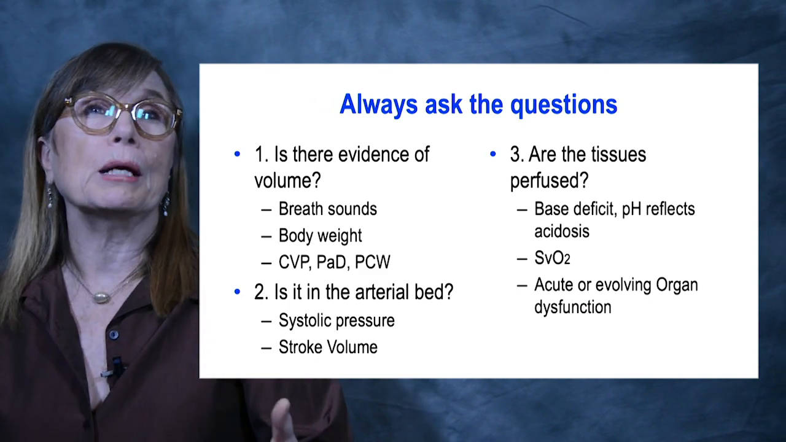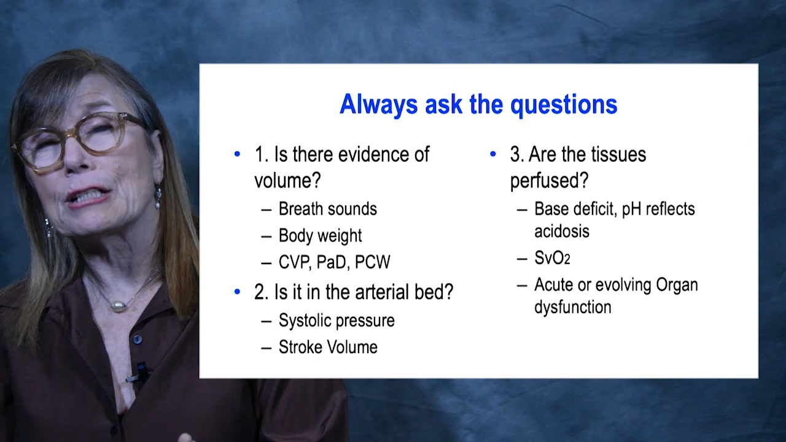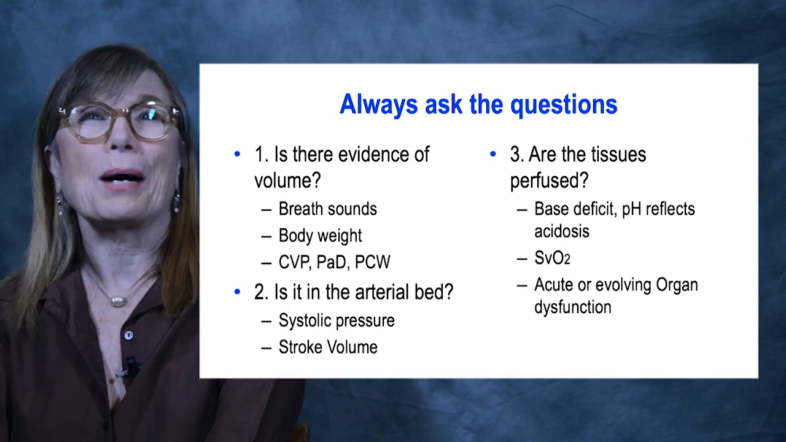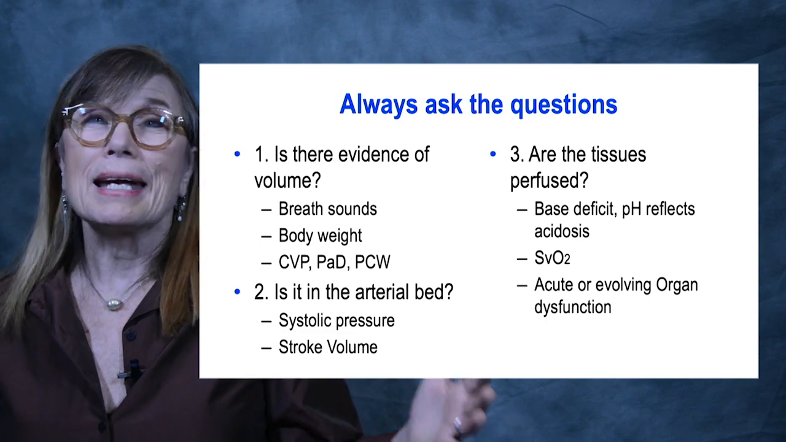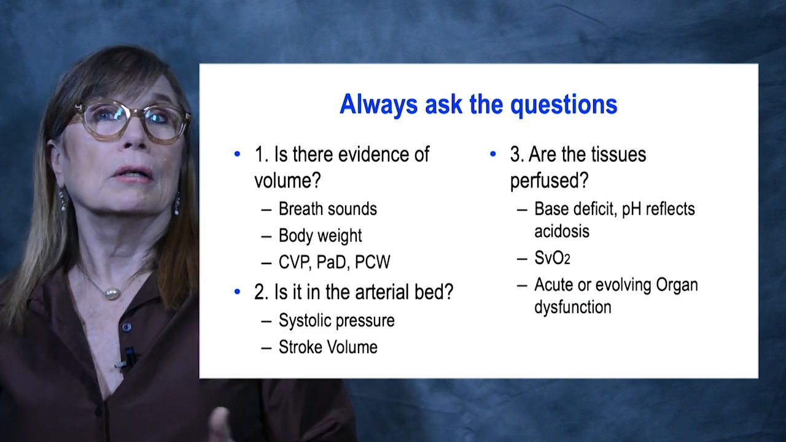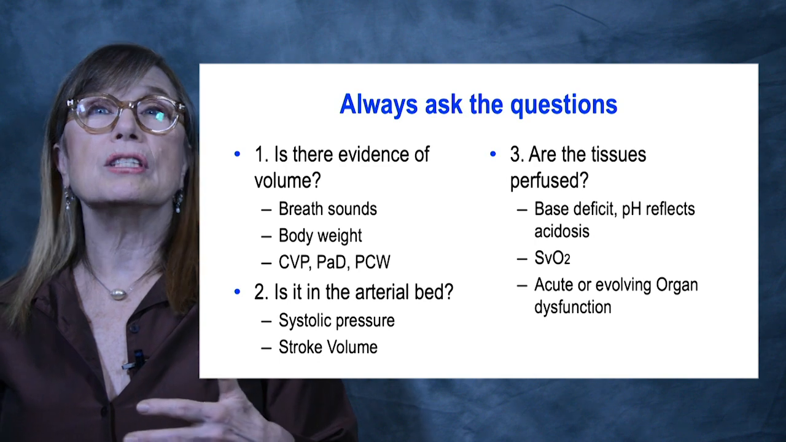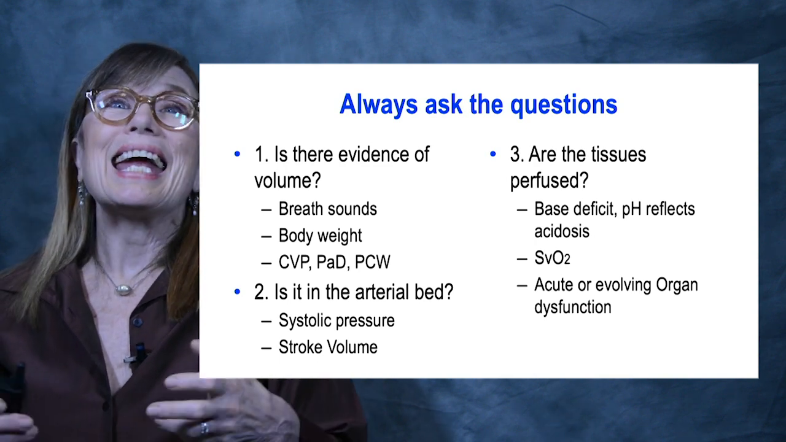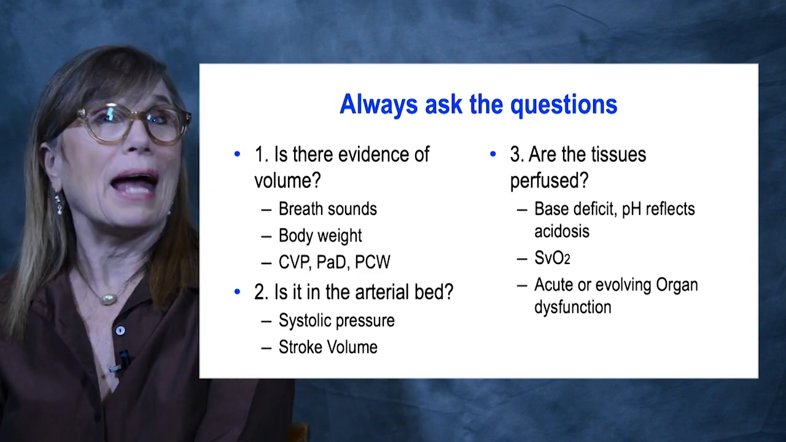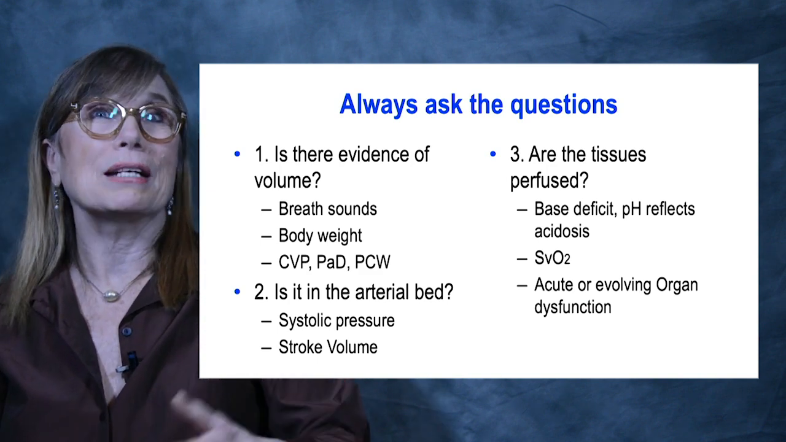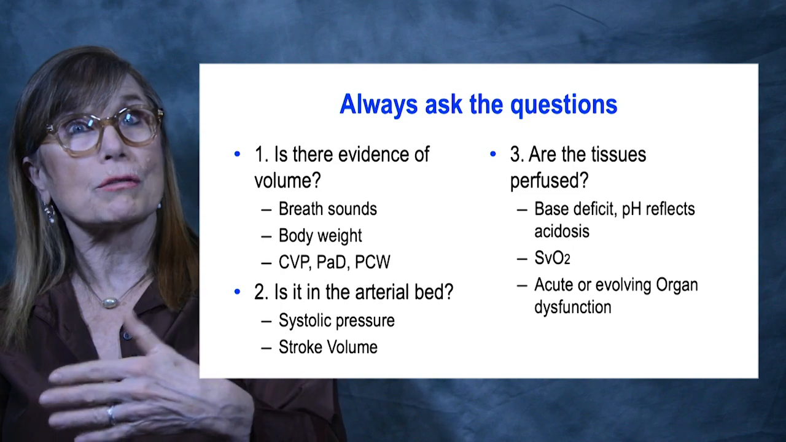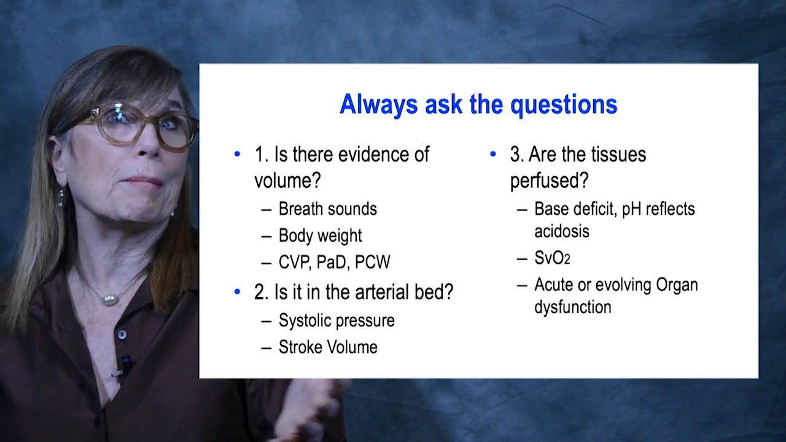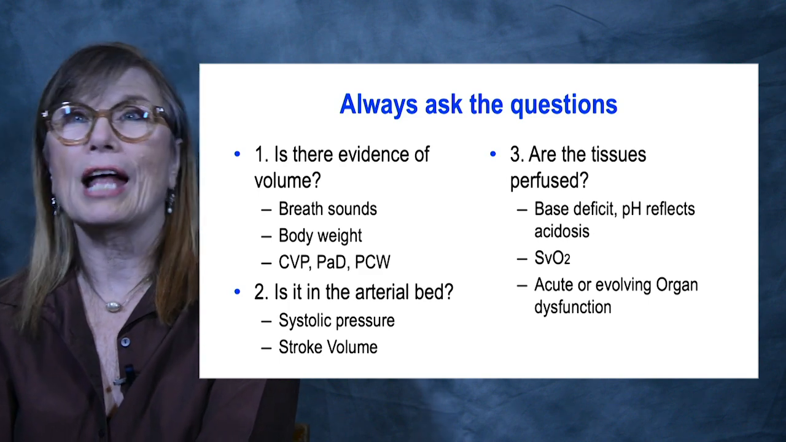When we're evaluating patients with shock and making decisions about titration of drips, we need to answer three questions. Number one, is there evidence of volume? In the breath sounds, in the body weight, CVP, PAD, wedge pressure. Number two, is the volume in the arterial bed? We're going to evaluate that by the presence of an increase in the systolic pressure as we give volume and by a stroke volume that is acceptable. We'll be measuring that from our arterial line.